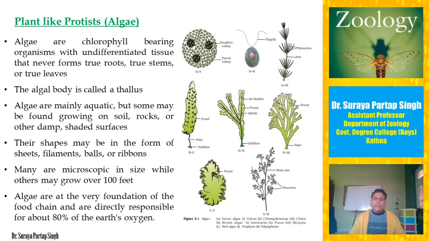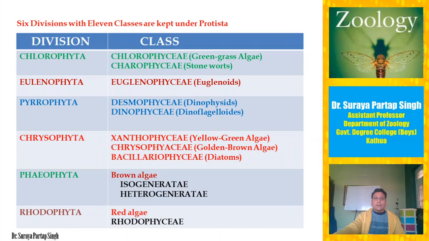Most of the oxygen that is produced is produced by the algae, and that too algae which is present in the marine ecosystems, not the freshwater ecosystems. So marine ecosystems are the main source of oxygen on the Earth.